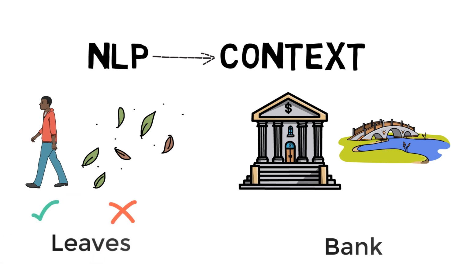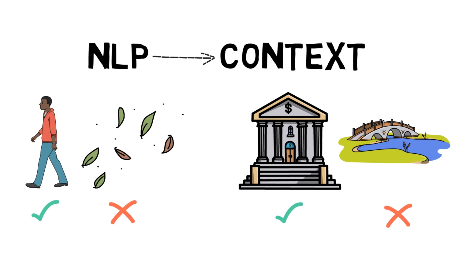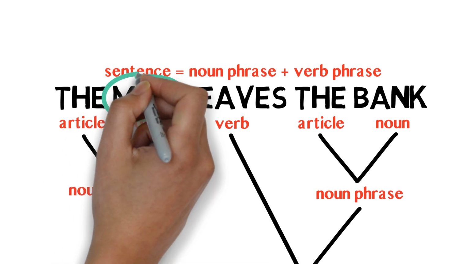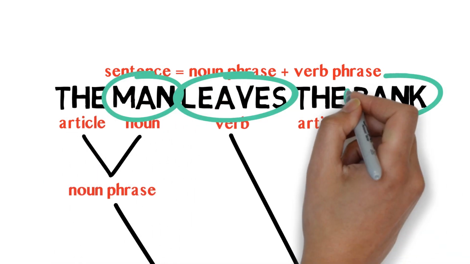By analyzing hundreds of sentences and different word patterns, it can figure out that it is far more uncommon for a person to say that they're leaving a bank of a river than it is to say leaving a bank that stores money. So it must be this bank. A computer can then see that the main subject of this sentence is the man, and that he is doing the action of leaving a place, which in this case is a bank.